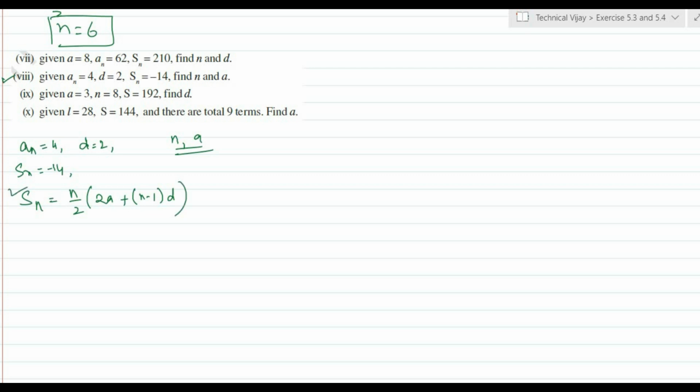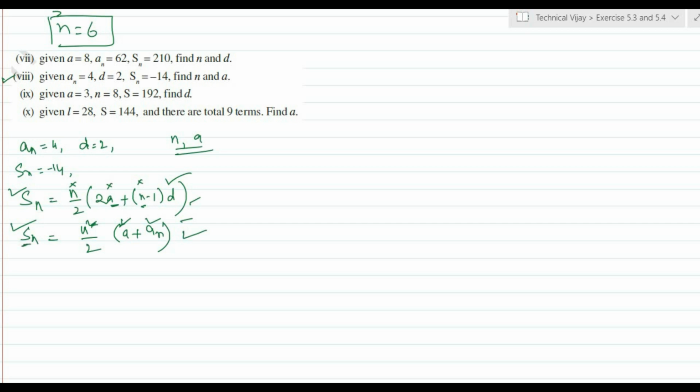You see, Sn we know, N we don't know, A we don't know, D we know. So here two terms are there that we don't know. So this cannot be used. So we will use another formula, that is Sn is equal to N by 2 into first term plus last term. Here also two terms we don't know. So it is inevitable to use one of the equations. Let us consider this one, because this is simple.